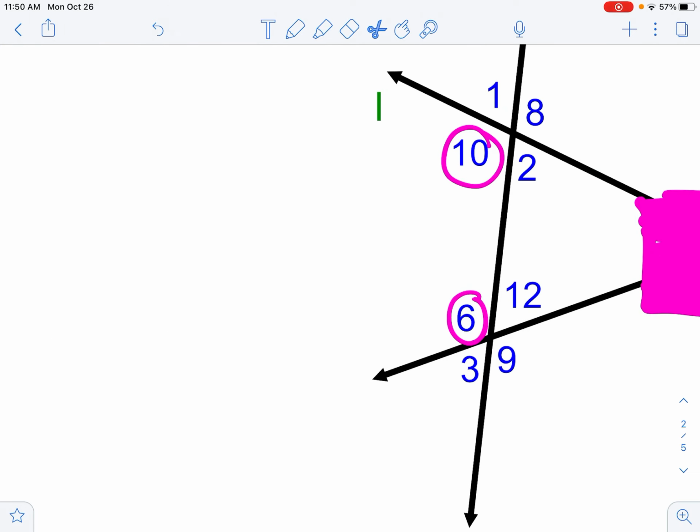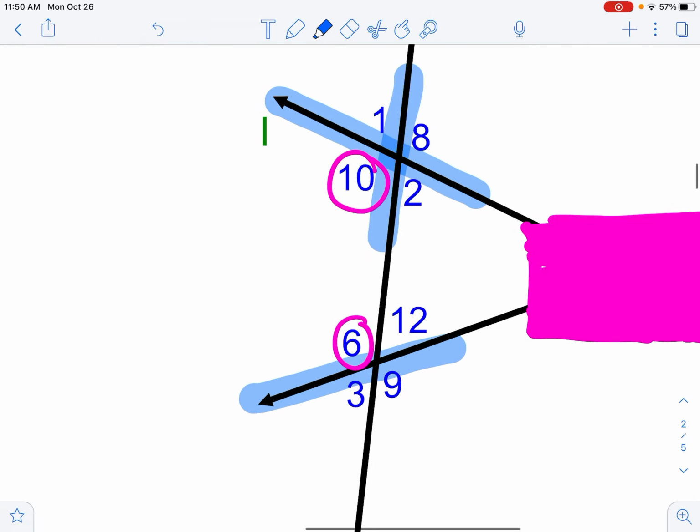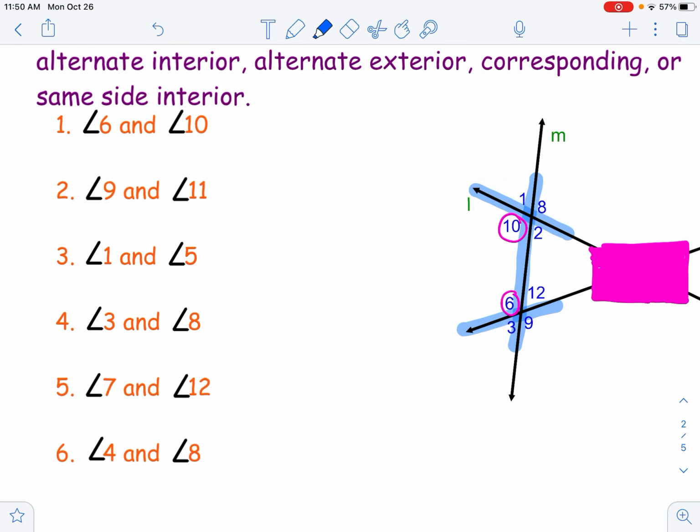Or you could just zoom in. So you want to see what kind of angles 6 and 10 are. So first off, I need the transversal, okay? If you look at the lines you're using, you have this line and this line, and then you have this line that intersects both. So that's my transversal. My transversal is M.